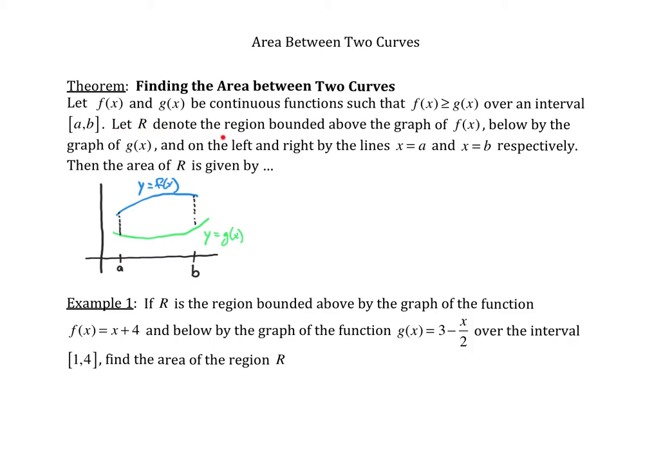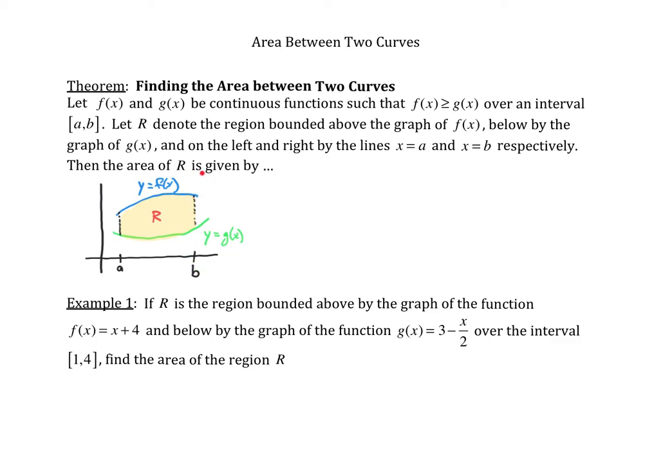And what we're going to do is let R denote the region bounded above by the graph of f of x and below by the graph of g of x. So we're talking about this region right here. Maybe I should take my highlighter and color in the region that we're looking at. This region right here is what this theorem is calling R. And it's bounded on the left and the right by the lines x equals a, a vertical line here, and x equals b, a vertical line there.